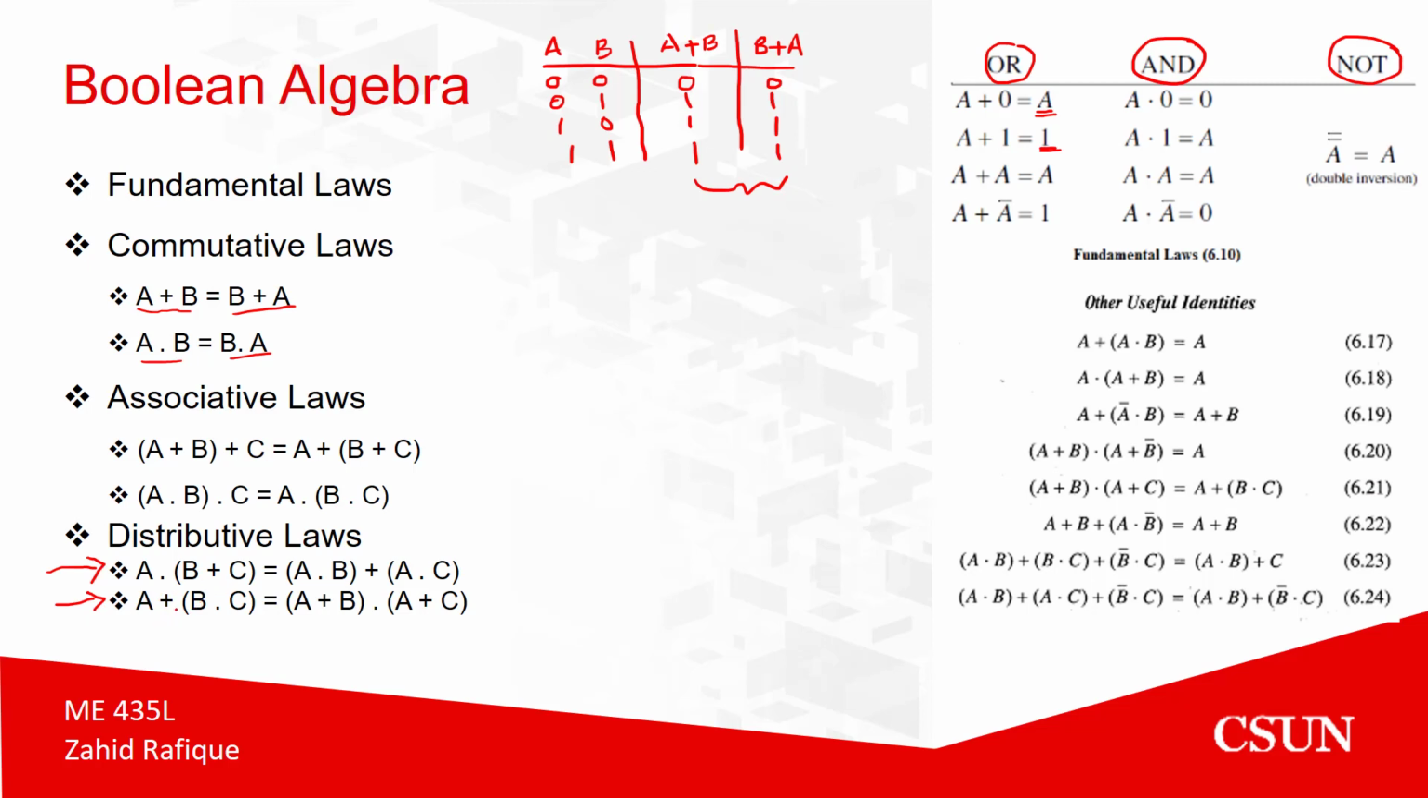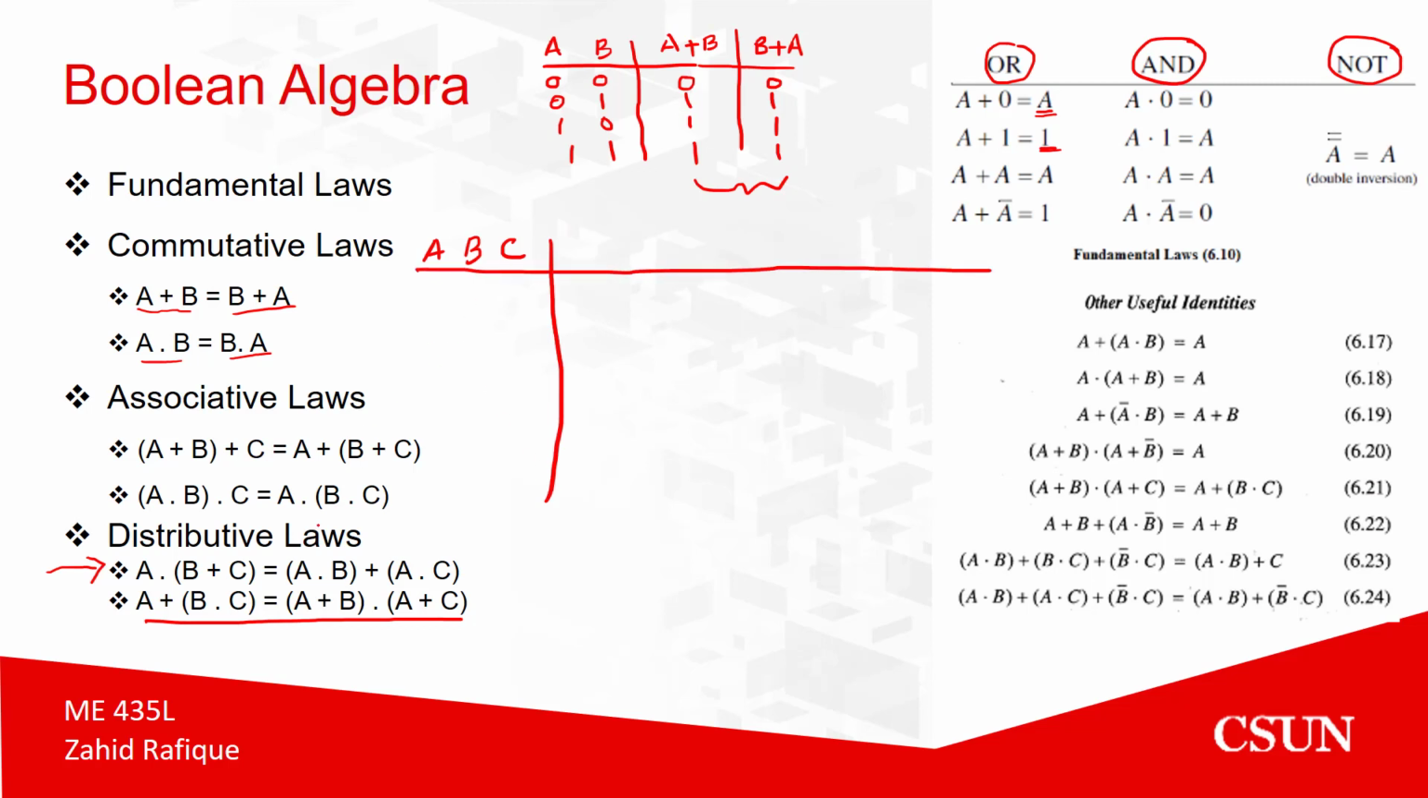So A or (B and C) is equal to (A or B) and (A or C). We can prove this identity using the truth table. Let's set up our truth table. I have 3 variables. That means I have 8 possible combinations.